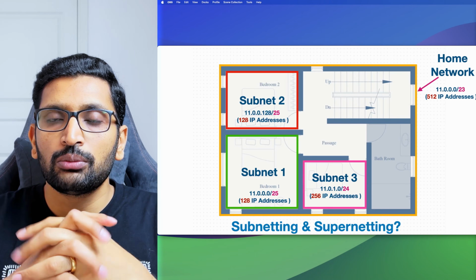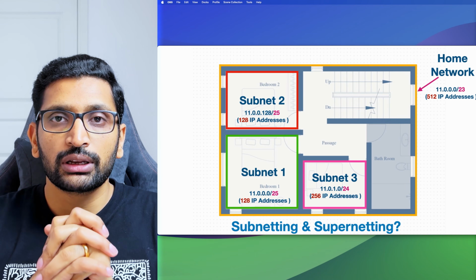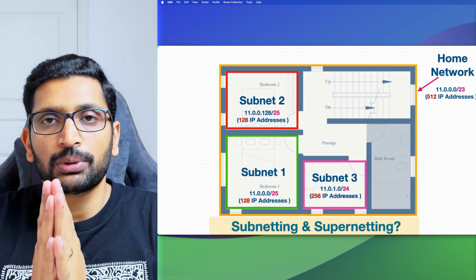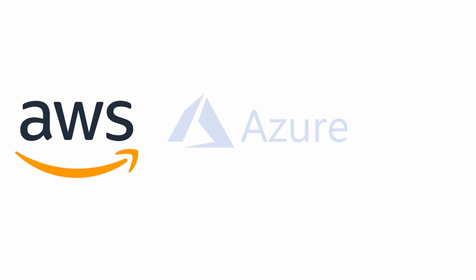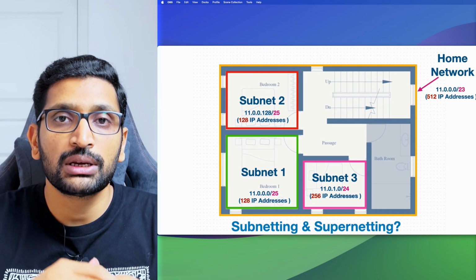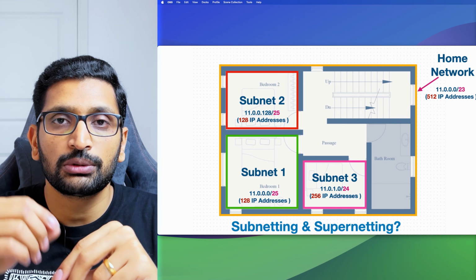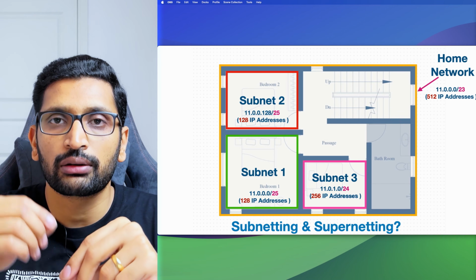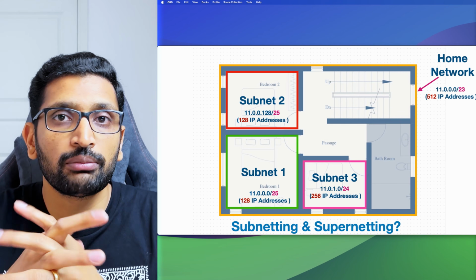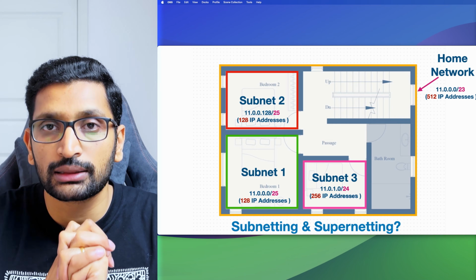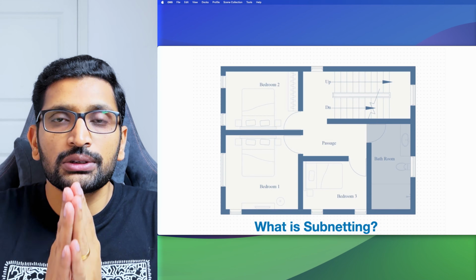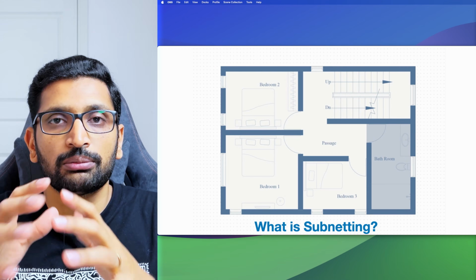Let's talk about one more crucial concept of networking, which is subnetting and supernetting. Whether you are working on a cloud, which includes AWS, Azure, GCP, or even on-premise data center, these concepts of subnetting and supernetting are really important to effectively manage your network, but also protect your network from external threats. Let's start with our first concept of a subnet or subnetting.